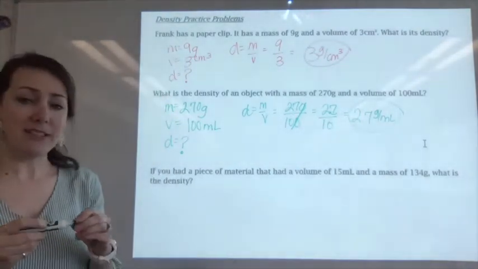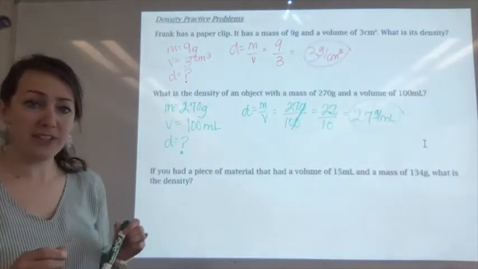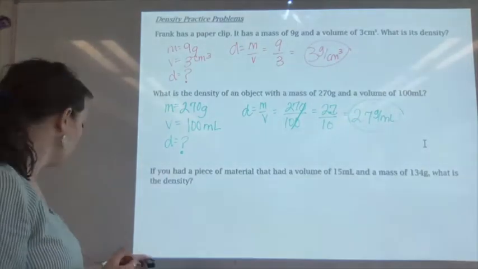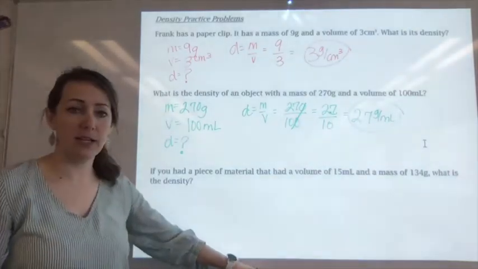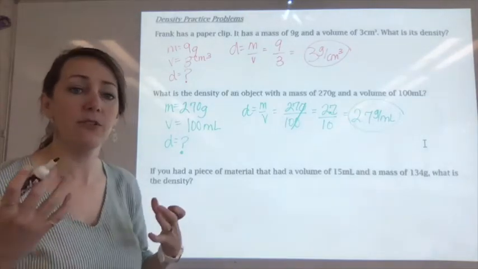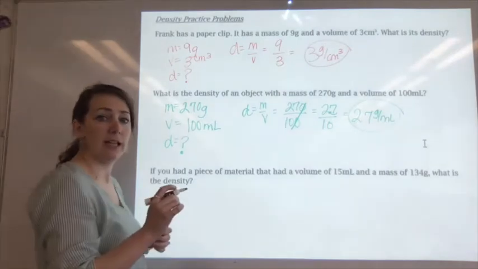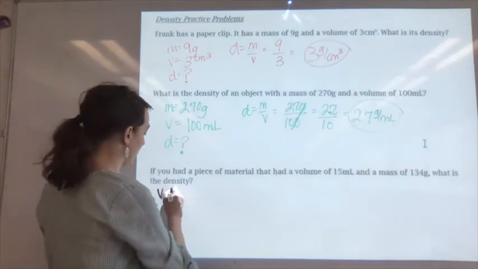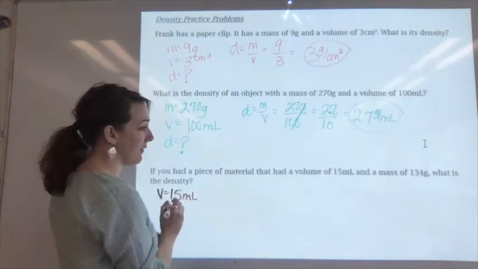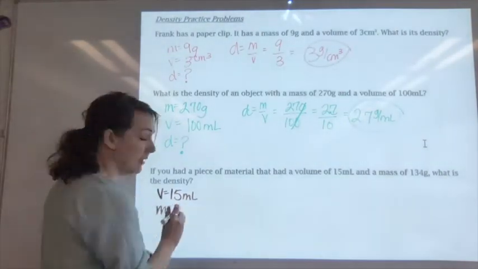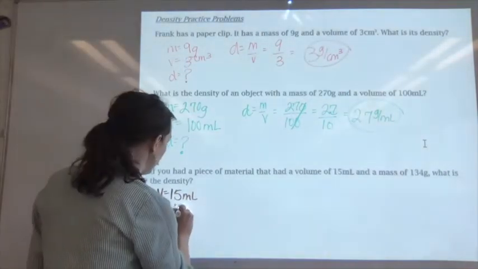If you had a piece of material that had a volume of 15 milliliters and a mass of 134 grams, what is the density? Hit pause, try that one out. All right, so let's work through this. Again, first we need to identify what we have. It says the volume is equal to 15 milliliters. So that's different from how we've done it so far, okay? Our mass is equal to 134 grams.